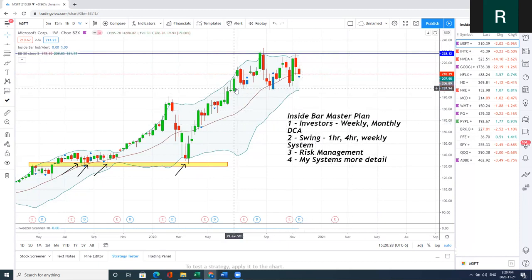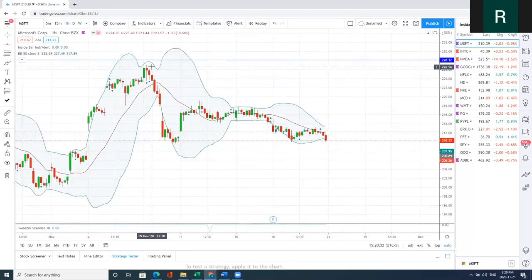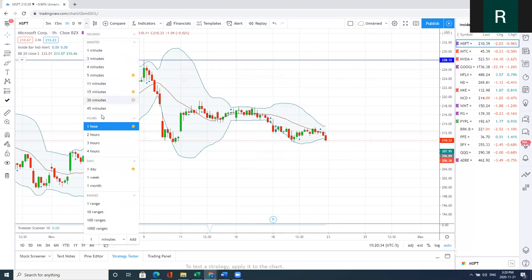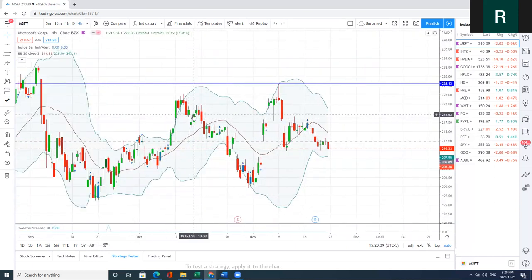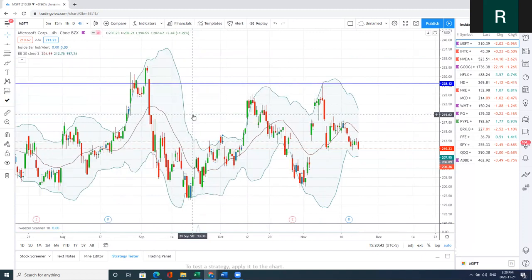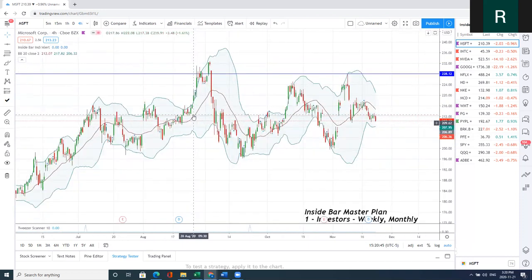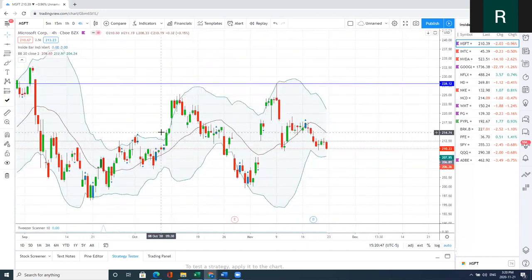So for the swing, we can do the same thing. Swing traders on the hourly chart and then also the 4-hour chart. The only difference is that you cannot just be going long because you have to respect the trend on this time frame. You have to respect the setups on this time frame.